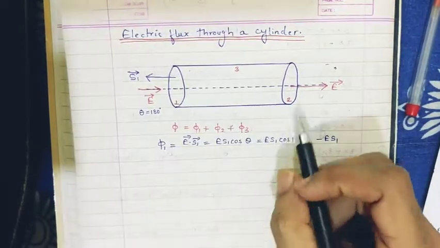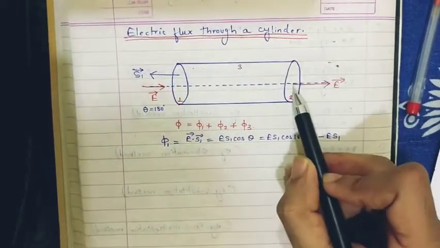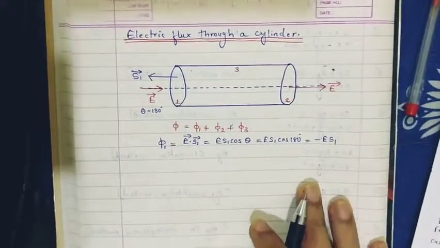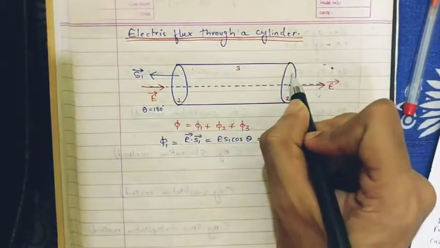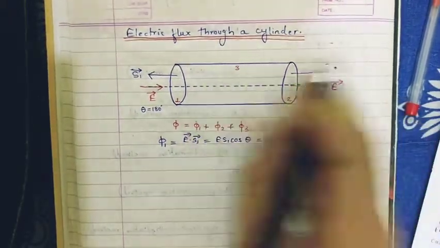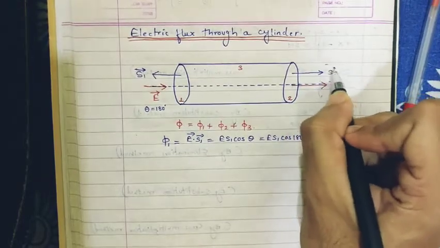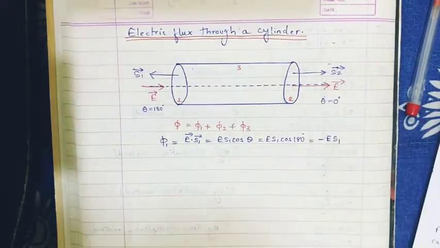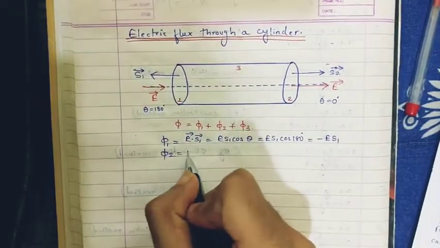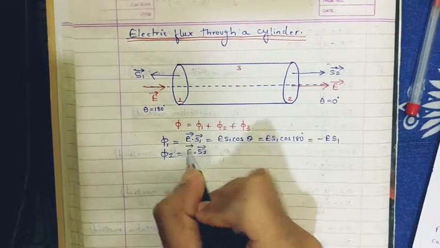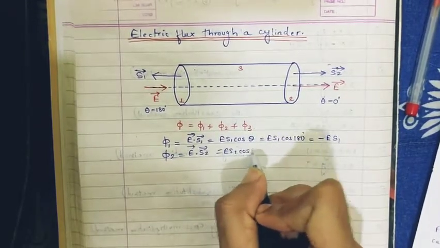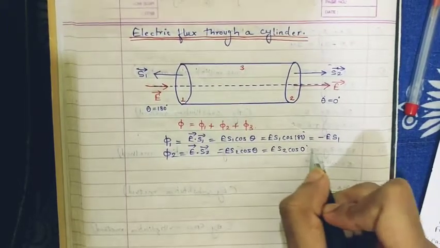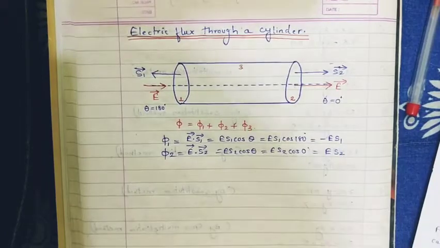Now let us go to the second surface. Since the electric field is going outwards, obviously the flux is going to be positive over here. The area vector is perpendicular to the surface outwards, so it's going to be, let's say, S2. Theta in this case is 0 degrees because they are parallel to each other. Let's find out phi 2. Again E dot S2, which is E S2 cos of 0 degrees, which will be E S2.